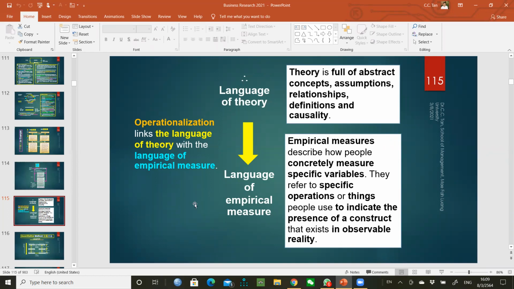data world. So the language of theory, on the one hand, is full of abstract concepts, assumptions and relationships, definitions, causalities: X causes Y, X induces Y, X is related to Y, or X behaves in a way that can also increase Y, or through mediators or through moderators we have discussed already. And those are all language of theory.